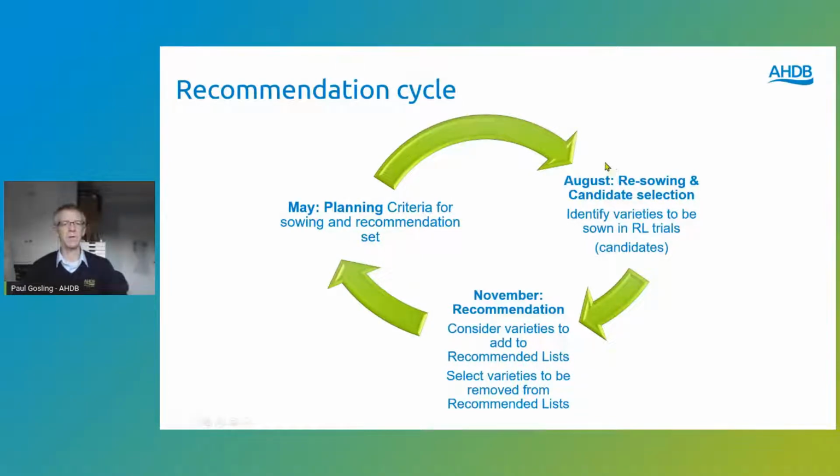Then in August, we have our resowing and candidate selection meetings. Here we identify the varieties which we want to resow, we think have got a future, before we move into the recommendation meeting. We then move into recommendation in November when we consider which varieties to add to the recommended list, and also decide which varieties to take off the recommended list. And then that cycle just goes round and round every year.